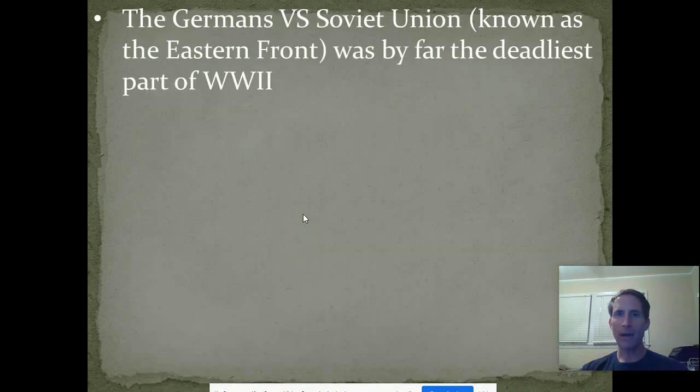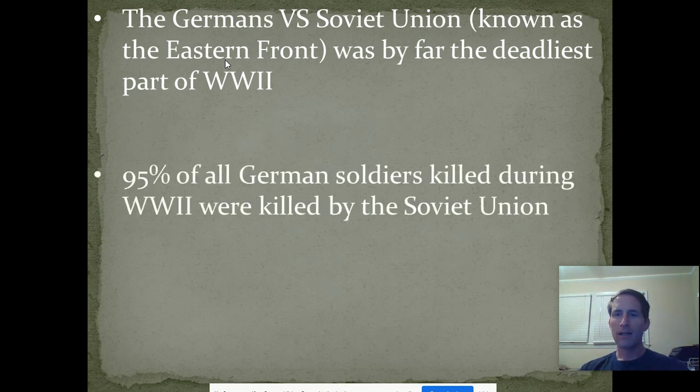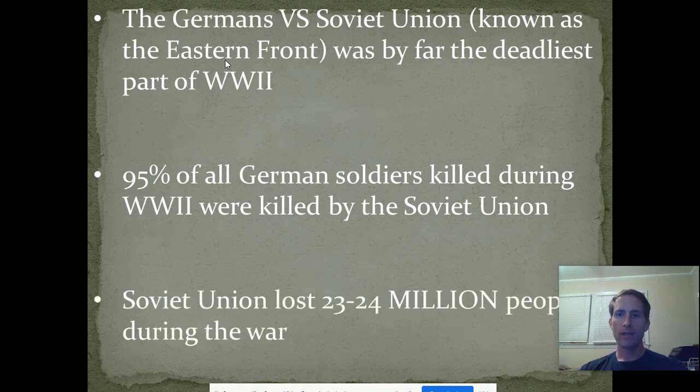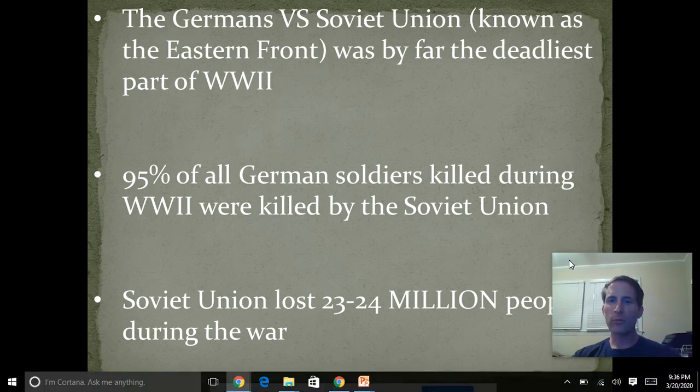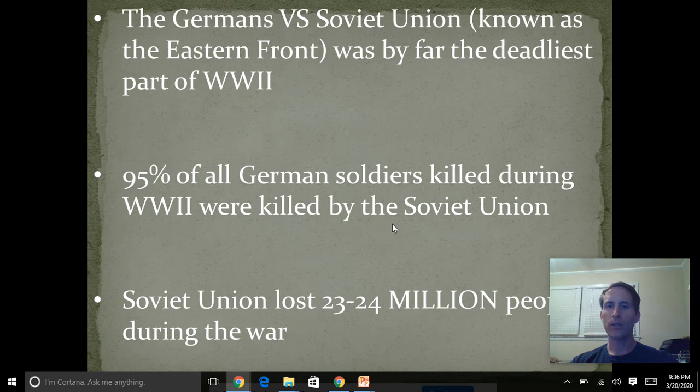So some fast facts about this. The Germans versus Soviet Union, which was known as the Eastern Front of World War II, because it's fought in two separate areas, in the East and in the West. You'll hear about the West later. It was by far the deadliest part of World War II. 95% of all the German soldiers that are killed during the war were killed by the Soviet Union. So the Soviet Union was a big, bad, strong country. Even so, they're going to lose about 23 to 24 million people during the war.